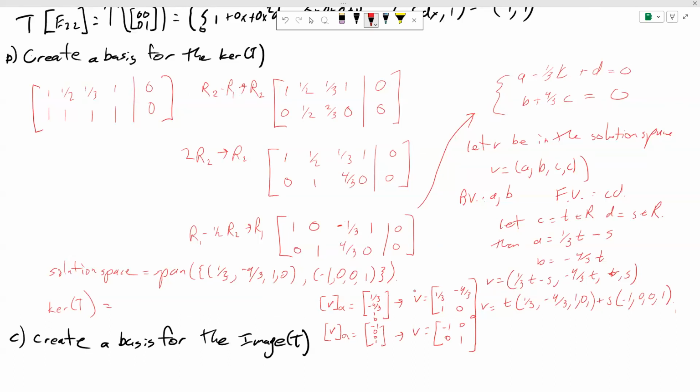So the kernel is going to equal the span of the set containing the matrices [1/3, minus 4/3; 1, 0] and [minus 1, 0; 0, 1]. And this set here, this is my basis. Okay.